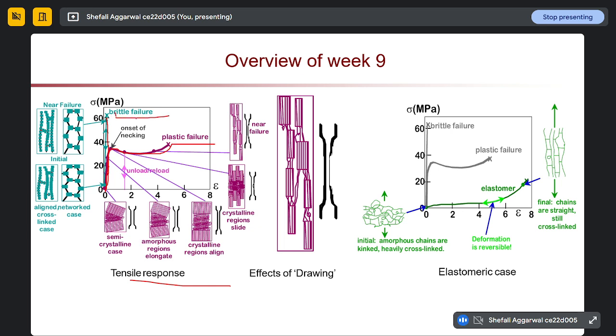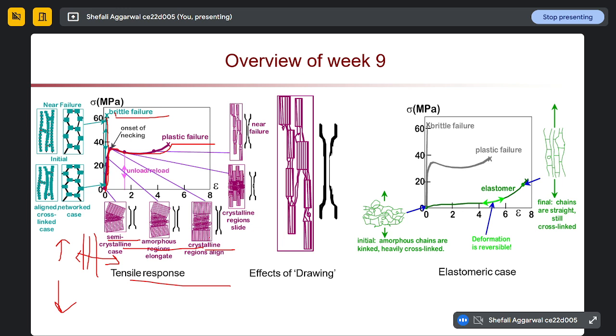In brittle failure, when we are stretching our normal polymer, it is aligning itself and then it is breaking from that point. So if our material is brittle, in that case, we will have this kind of failure. And in case of plastic failure, in different types of material, if we have amorphous material, crystalline material, semi-crystalline material, the behavior of our polymer will be completely different.